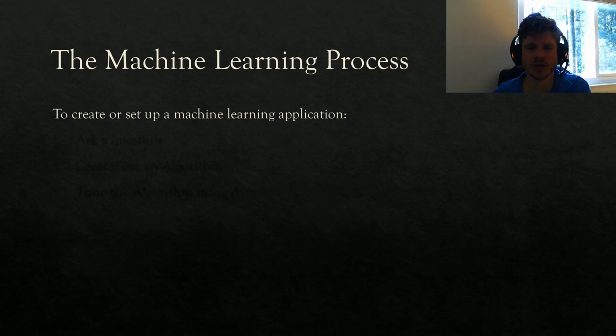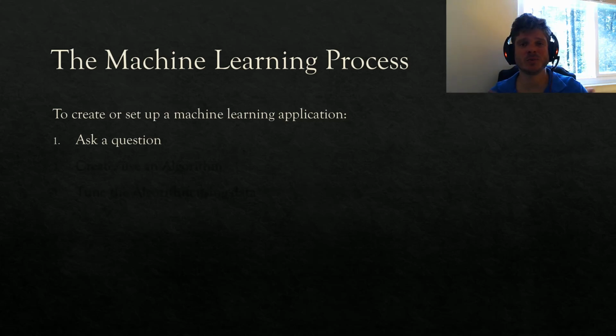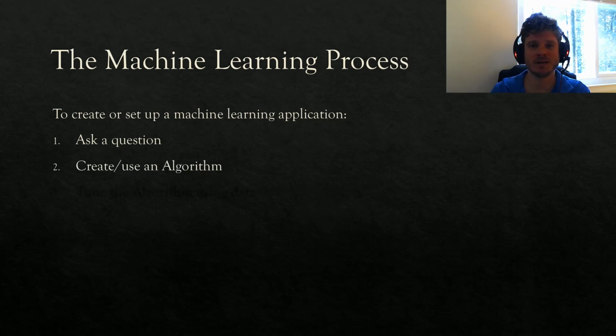We'll switch gears a little bit. So to create a machine learning process or a machine learning application, the first thing is, well, we need a question that we're trying to solve. So we need to ask a question and we need to figure out, well, how can I possibly solve it? And that's going to be finding the algorithm.